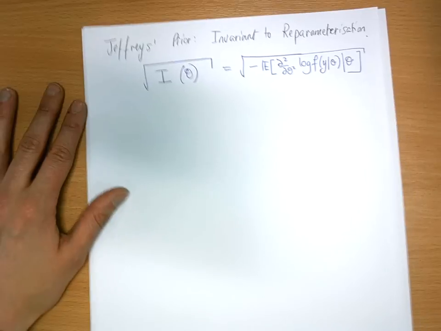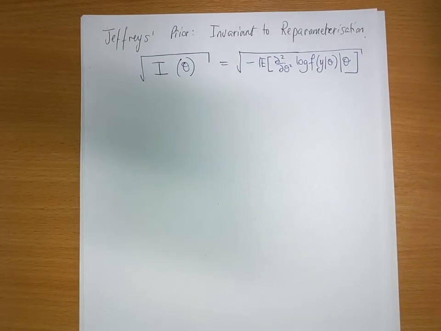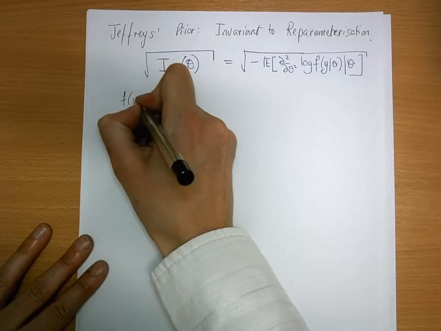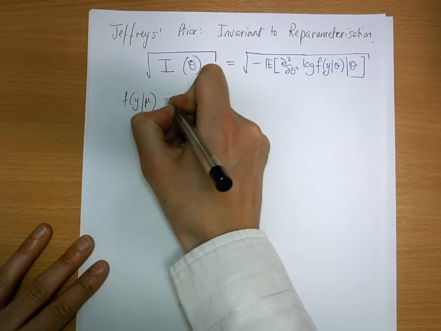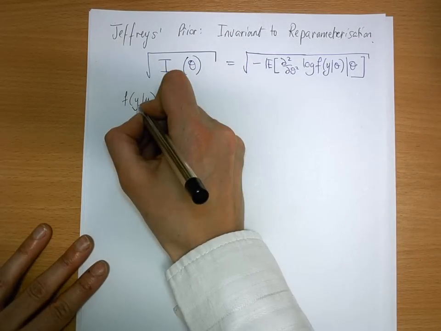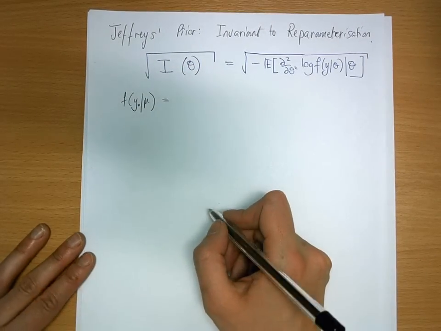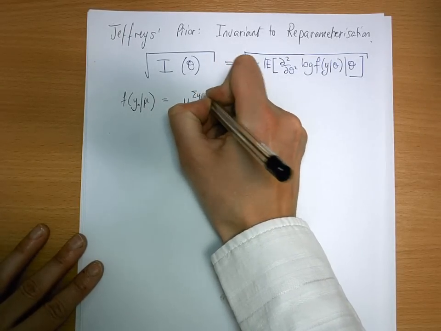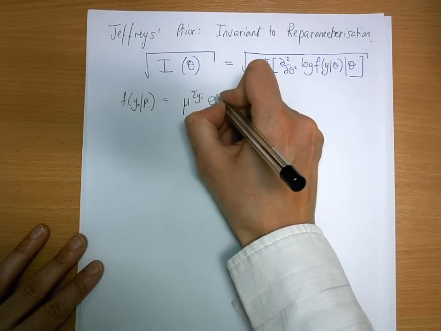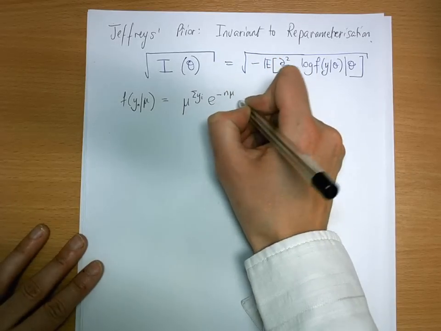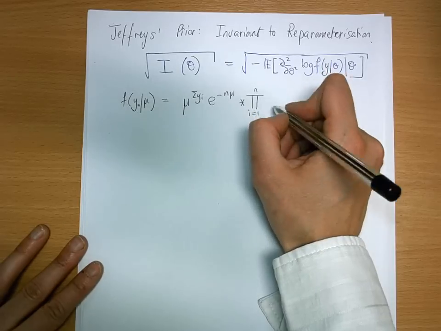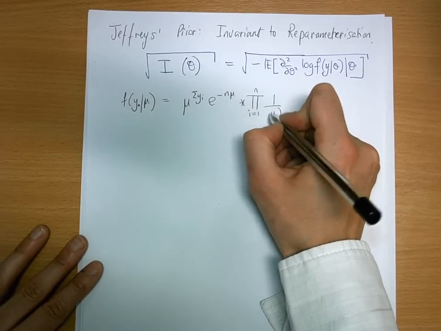So yes, it is a bit of a monster. However, you just break it down. So here, we're going to be looking at f of y given mu is equal to, and that's technically yn, mu to the sum of yi e to the minus n mu times the product i equals 1 to n of 1 over yi factorial.